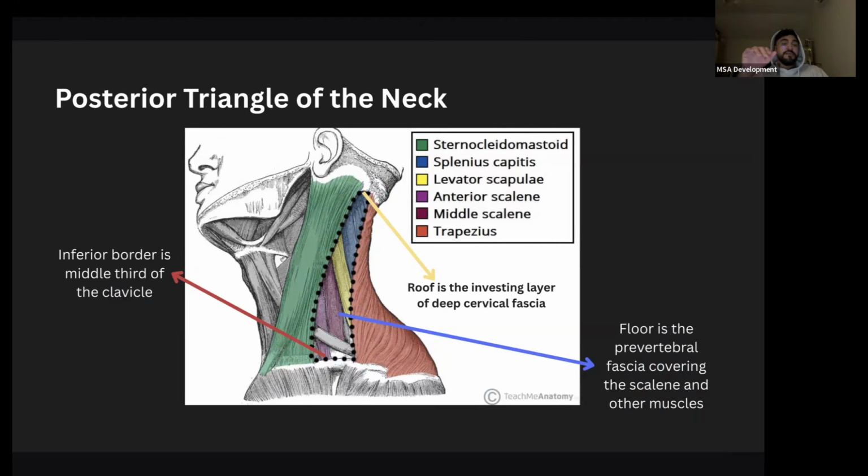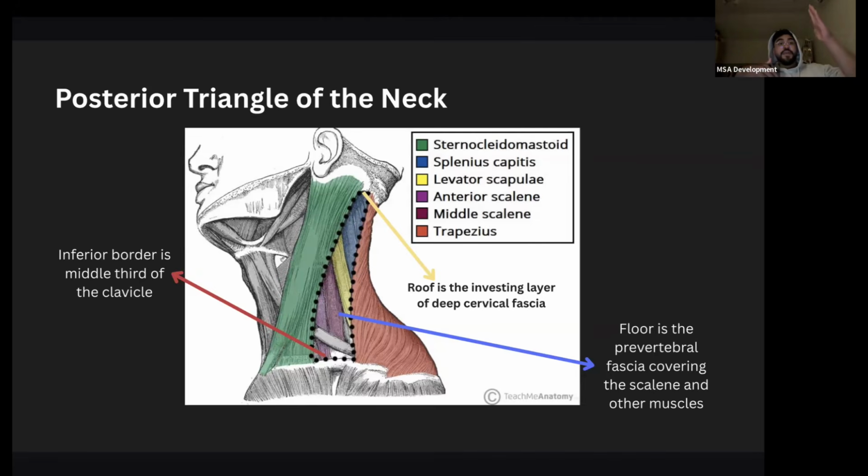Okay, so just to repeat, the boundaries of the posterior triangle of the neck. Superiorly, you have the investing layer of the deep cervical fascia. Inferiorly, you have the middle third of the clavicle. The floor, where it sits, is basically going to be the prevertebral fascia that covers the scalene muscle and other muscles in there.